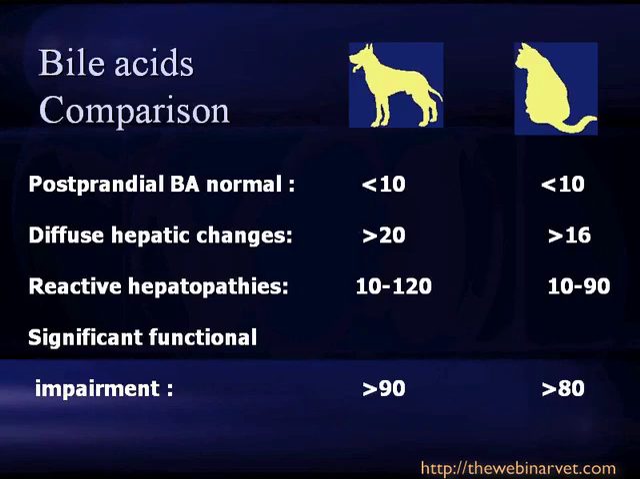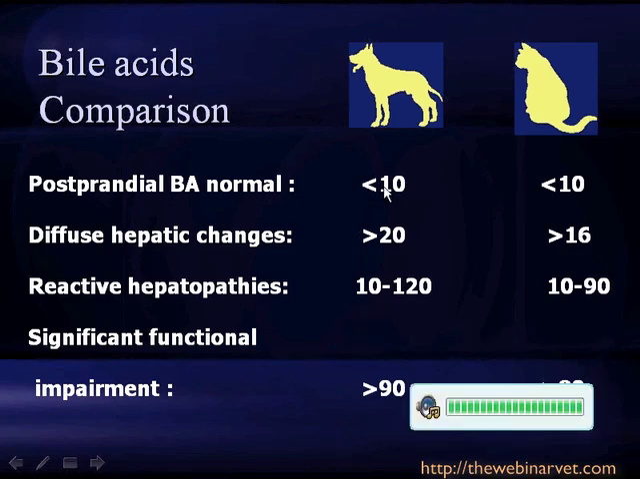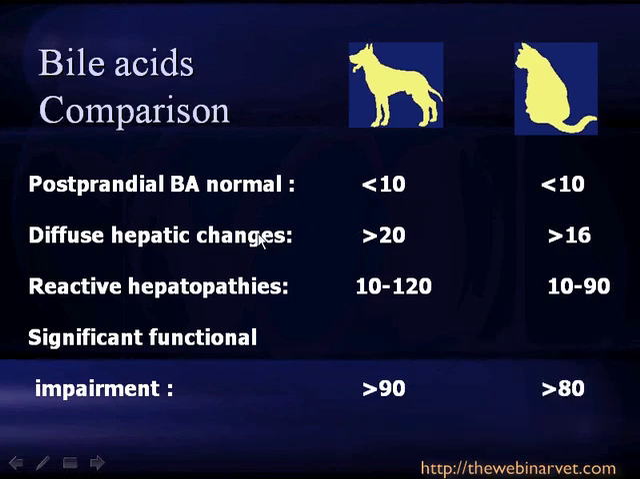So if we compare how we interpret bile acids between dogs and cats, normal bile acids on a postprandial sample are usually less than 10, in units of micromoles per litre. If we've got diffuse hepatic changes, in other words, if we took a biopsy we'd see something going on, that would normally be associated with postprandial bile acids greater than 20 in the dog, a little bit lower in the cat, 16. And these reactive or secondary hepatopathies we've talked about can show quite marked increases in bile acids, up to about 100 to 120.